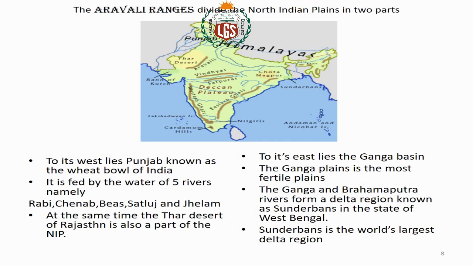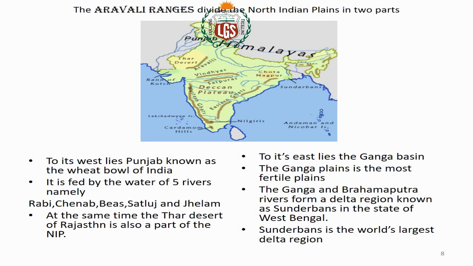But just go a little south of it and you reach Rajasthan, which is known as the Thar Desert. Now see children, the wheat bowl and the desert area both lie to the western part of the Aravalli Ranges. But as we move towards the eastern part of the Aravalli Range, we have the Ganga Basin and the Brahmaputra Basin. The Ganga Plain is the most fertile plain.